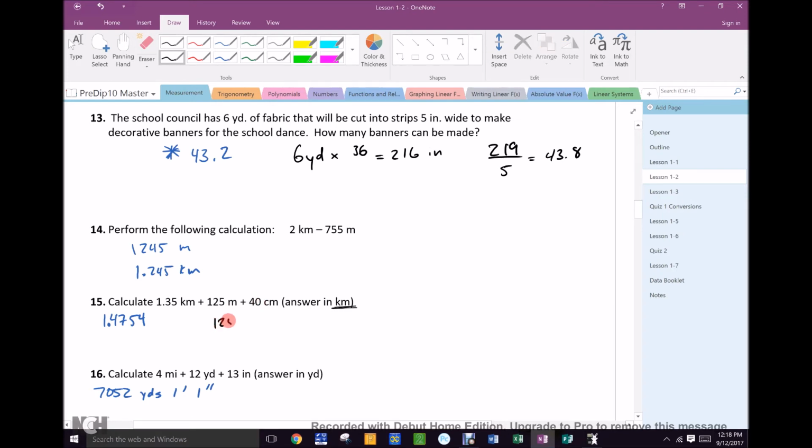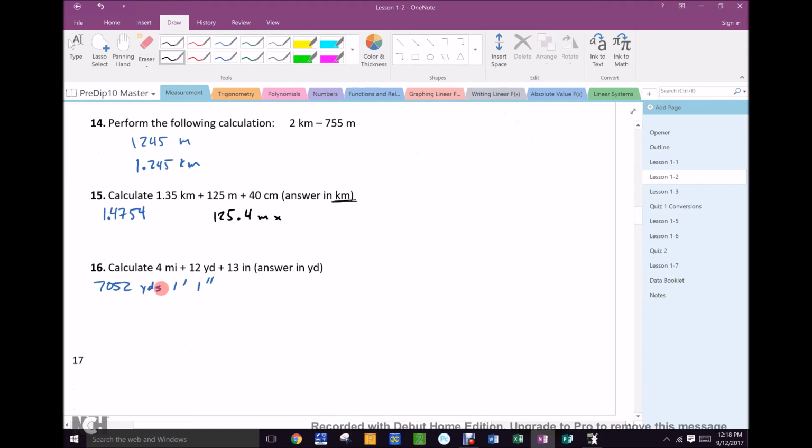So if you had 125.4 meters and then went to kilometers, would you be in business? Picking up what I'm putting down? Okay. And this next one, that's the best possible answer.